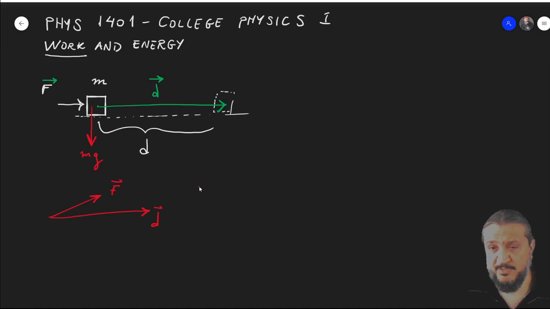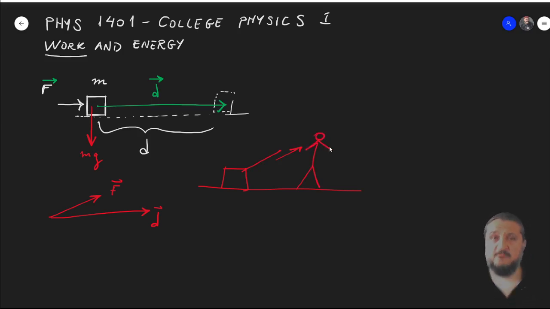Maybe you're pulling the object, and you attach a string to the object, right? So here's you. You're walking, and you're pulling the object with a string. So the force you apply is actually at an angle, obviously. The tension force in the rope, right? But there's an angle here. So this angle here, theta, will also be relevant.